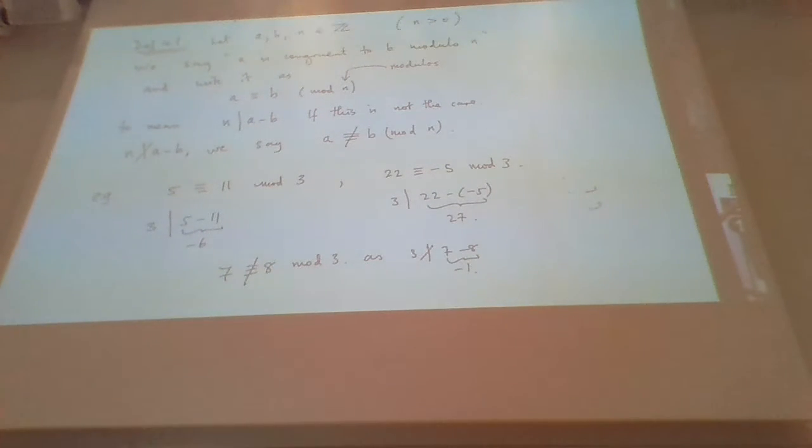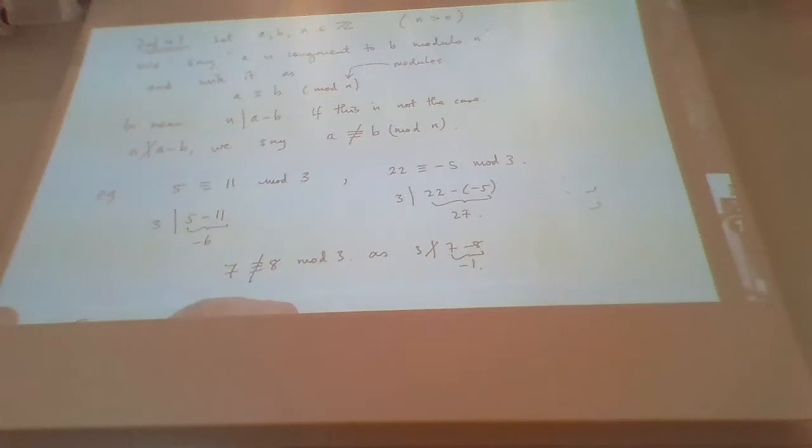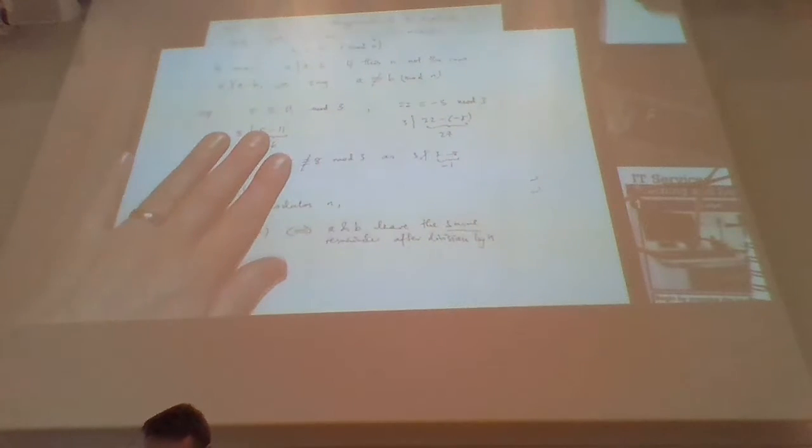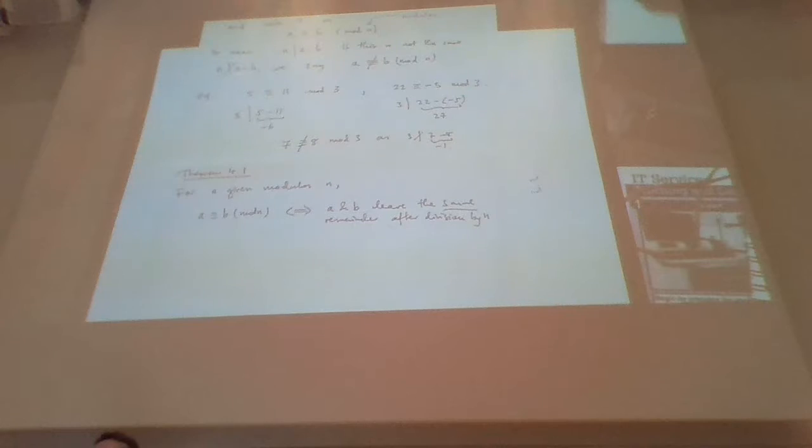Straight away we can look at Theorem 4.1, which gives us an alternative view of the definition, and in some ways is maybe a better way to think about it. This makes the link explicit between this new relation of congruence and the process of integer division with remainder. So for a given modulus n, A is going to be congruent to B mod n if and only if A and B leave the same remainder after division by n. If you do integer division with remainder of A and B, dividing them by n, they're congruent if and only if they leave the same remainder.